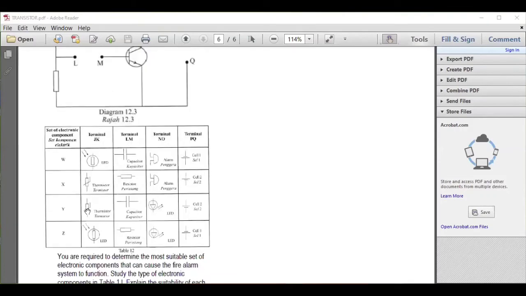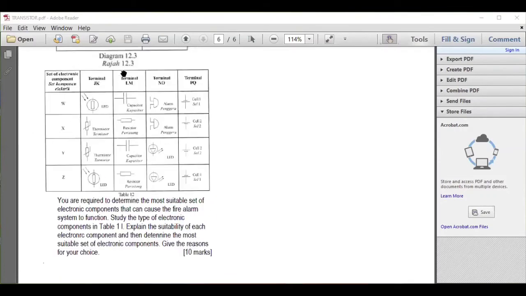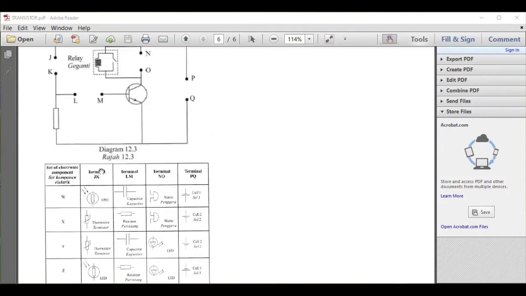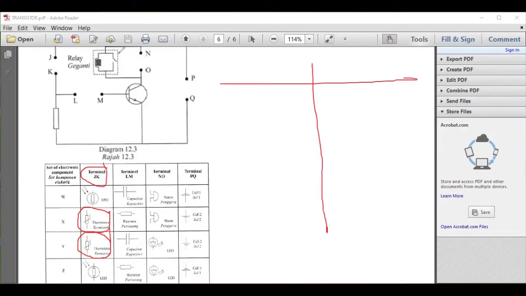So this one is actually the same: you have your characteristic and reason. It's much easier because they use the word terminal. First we look at the terminal JK. So what must you put? You must say terminal JK must have a thermistor. That means when you write your answer, you can give it in a table form, where the first column will be characteristic.